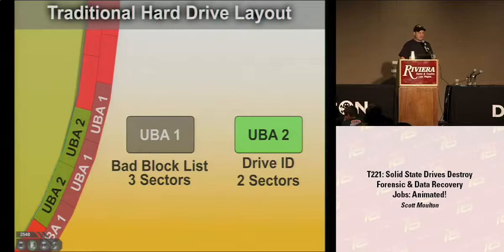Basically, what they do is they take like a bad block list, and they say, on one drive, I might have a bad block list that is going to need 3 sectors to write to. But on a different size hard drive, a 250 compared to 100 meg, maybe I need a bigger bad block list. So now I'm going to have 5 sectors that comprise what the bad block list is.